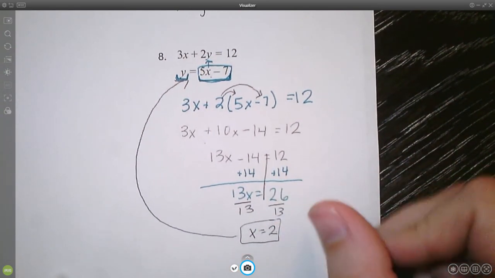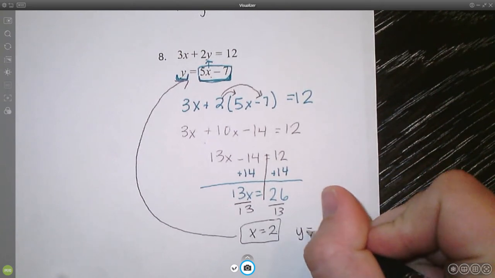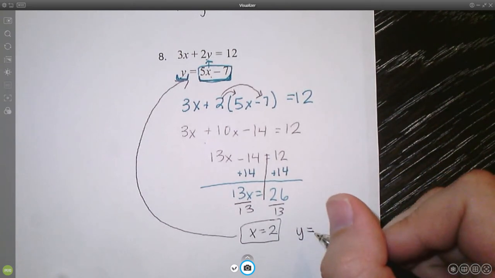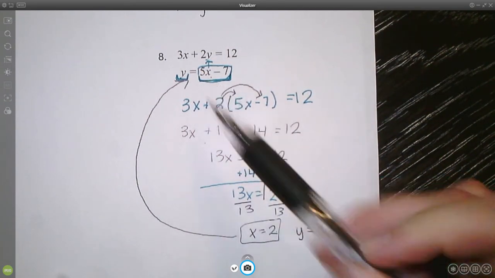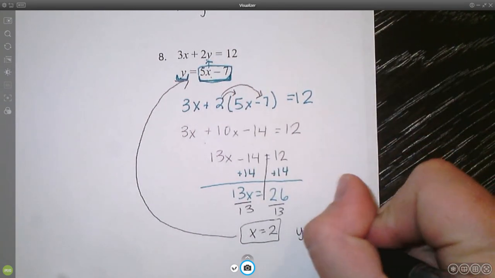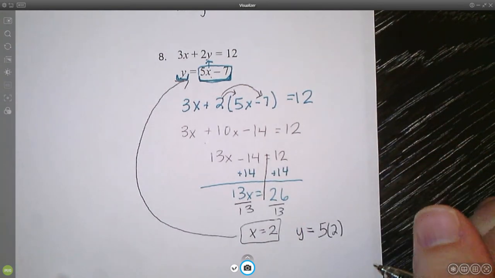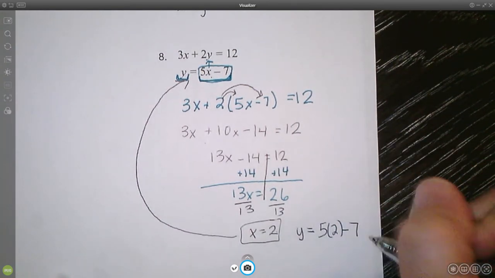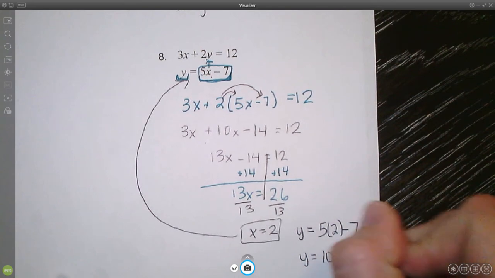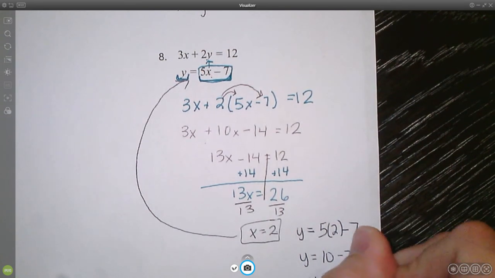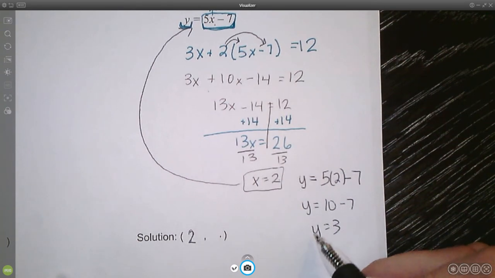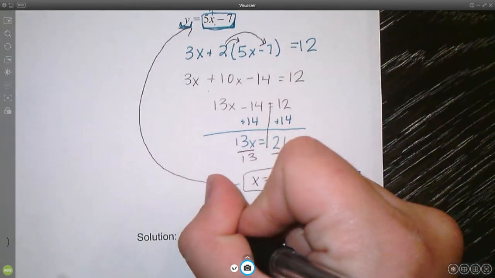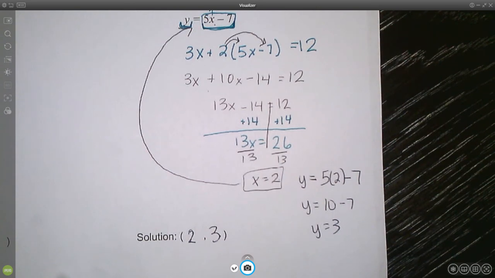Okay, so if I rewrite that, you will have y equals 5. Now instead of putting the x, we're going to put this 2 instead, times 2, and then finish off with minus 7. So y equals 10 minus 7, y equals 3. So then, since y equals 3, we can put the 3 right here. And that is it.